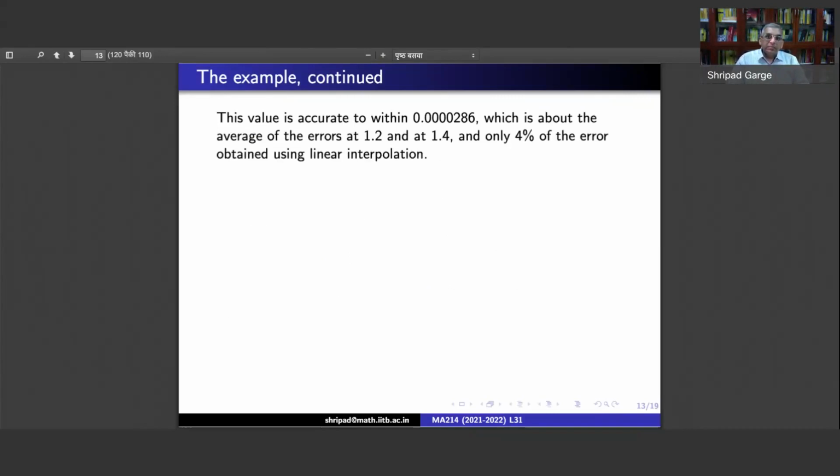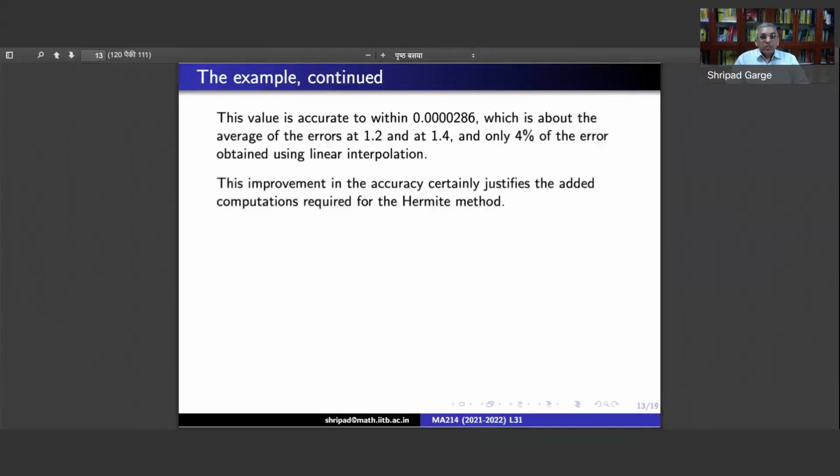Much better error. Okay. So this improvement in the accuracy will justify the computations which are required for the Hermite method. Of course, we had to compute y prime. We had to compute some approximate values for the derivative using the approximate values for the function values. So there was a little bit of accumulated error there. Maybe there is a round off error and all those things. But even then, the linear interpolation does not give you as good an approximation as the cubic Hermite polynomial gives.